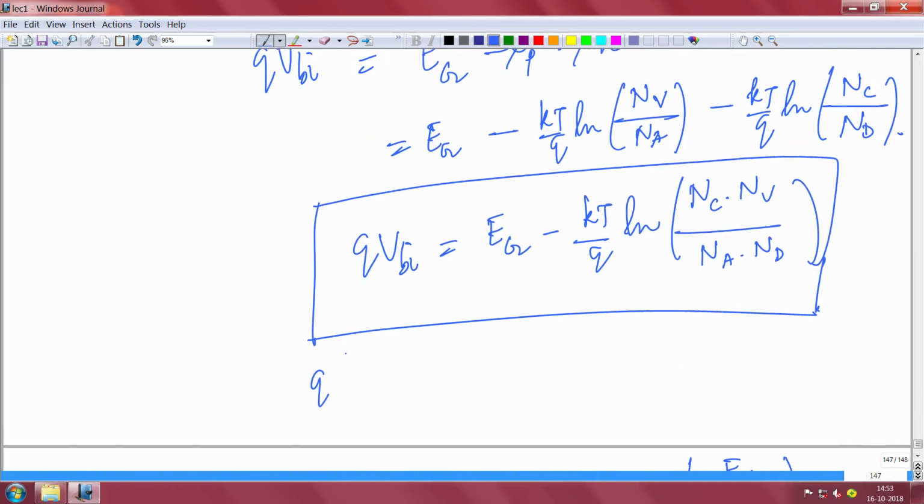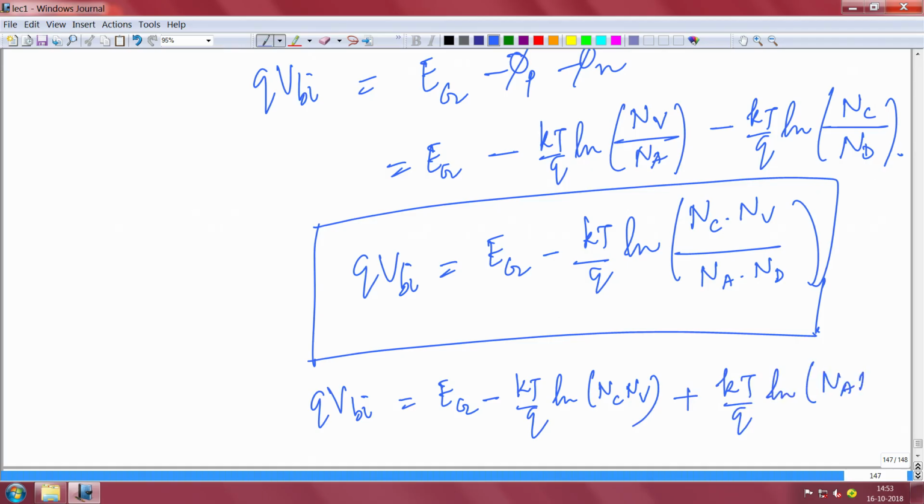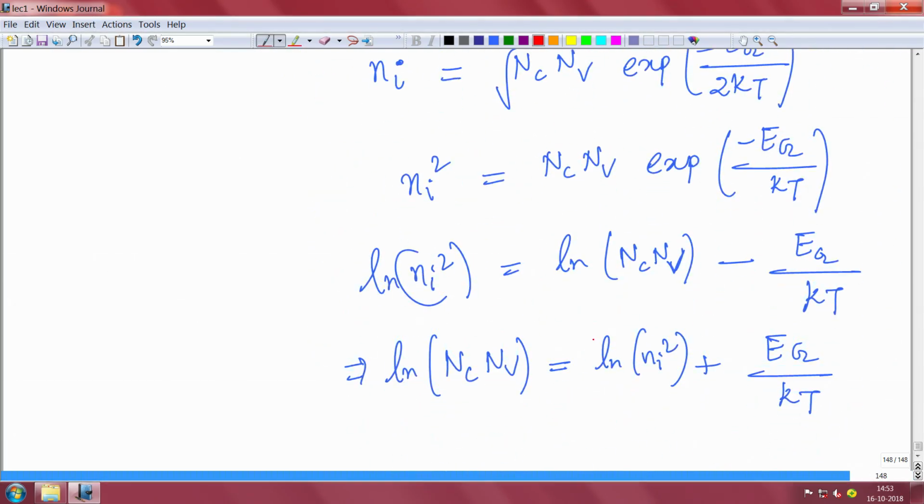QVBI equal to Eg minus kT by Q log of Nc Nv plus, because it is a minus minus here, kT by Q log of Na Nd. That quantity we know from a different equation. You remember here, this is the equation, right? So I'll write the previous equation, and I'll put this equation there. What will happen then?